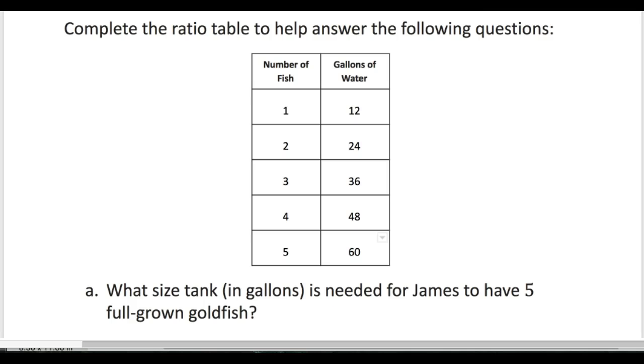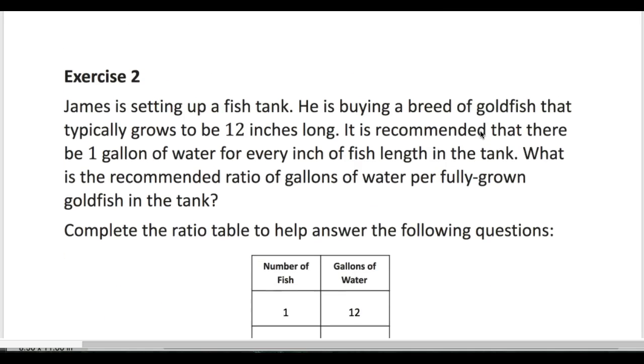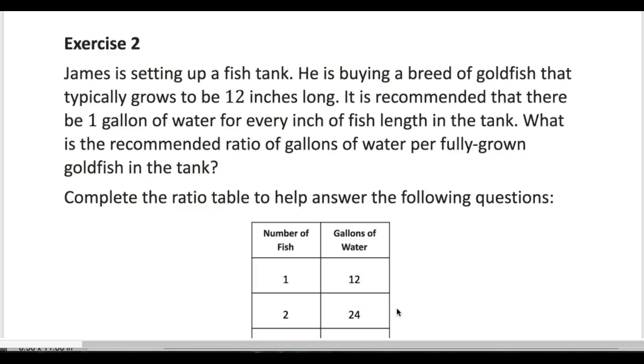All right, so this one was a little bit challenging because the ratio there, you had to go back and really look at it. Goldfish grow about 12 inches long, so 1 goldfish is about 12 inches long. Where it says it's recommended that there be 1 gallon of water for every inch of fish length, if there's 1 goldfish, that means there should be 12 gallons of water. That's where we have our first numbers. From there on, we can move on.